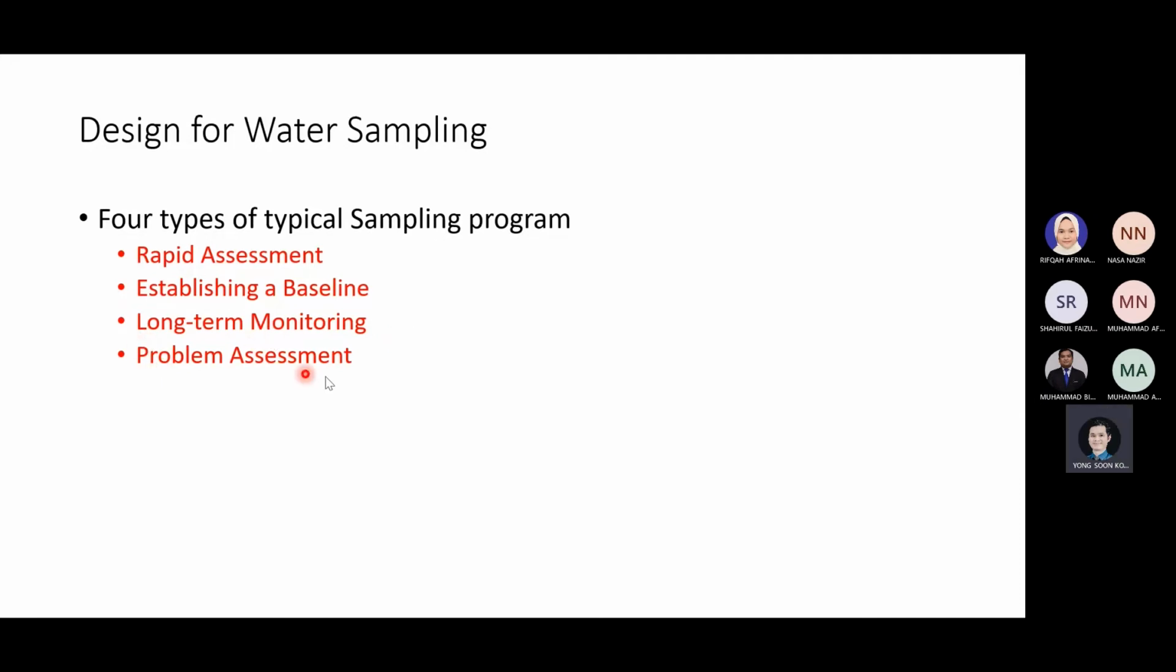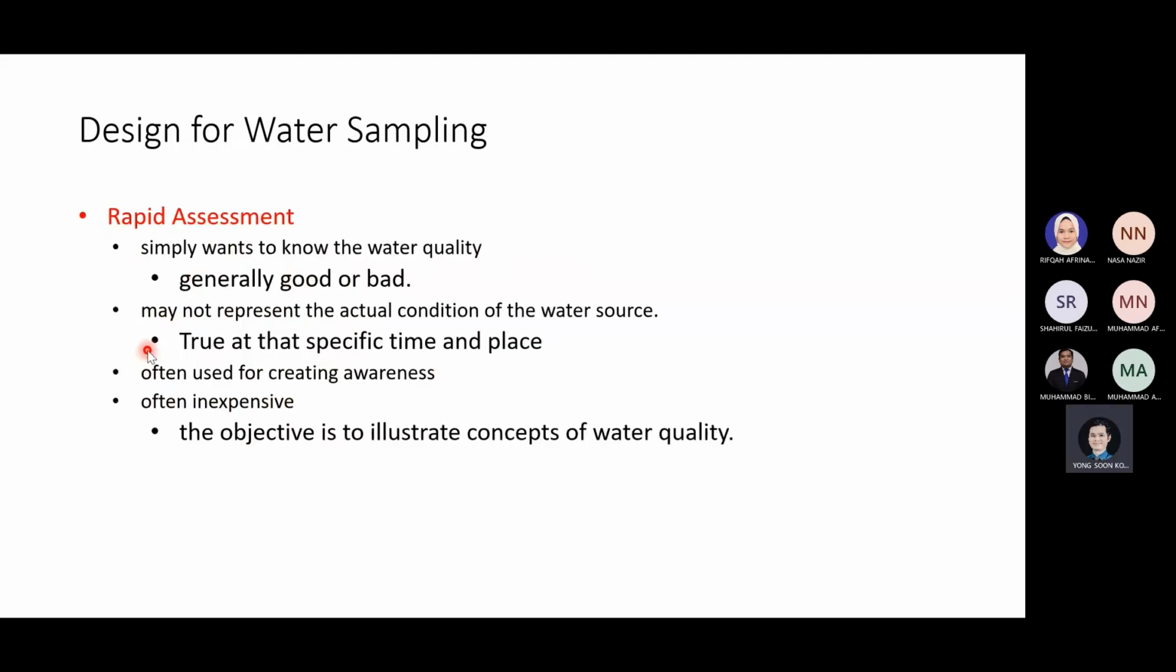And also problem assessment. This one looks very similar to the earlier ones, but this one is for when there is an immediate incident. So what is rapid assessment? It simply wants to know the water quality. Is it good or bad? So it may not represent the actual condition of the water source. This so-called rapid assessment is only true at the time when the water quality is collected. So it's very time specific and location specific. So this one is used to create awareness.